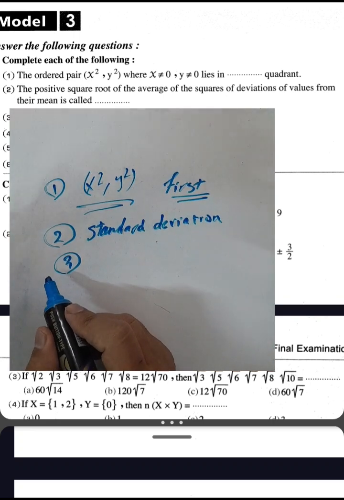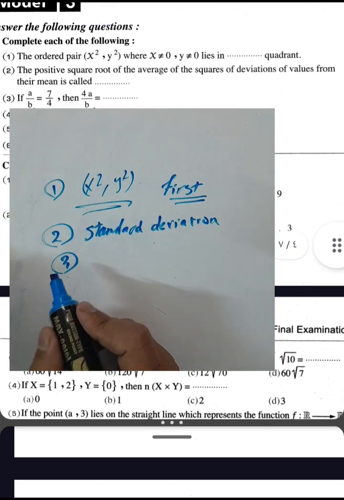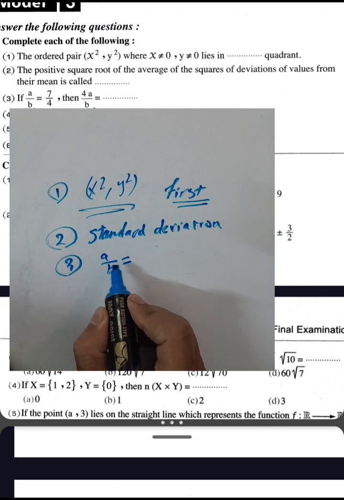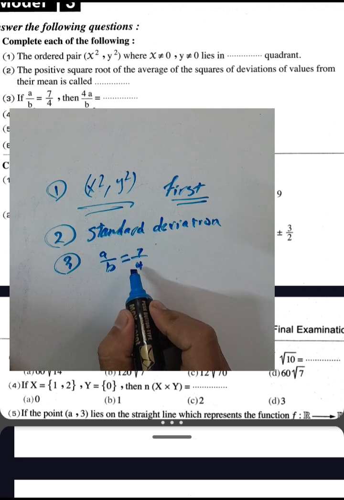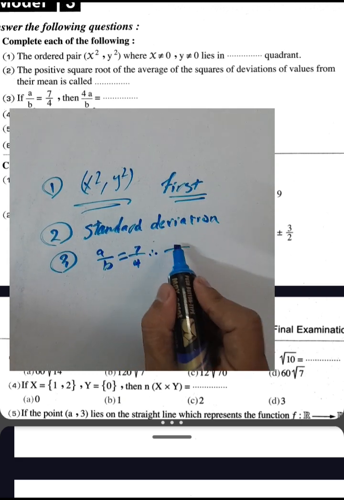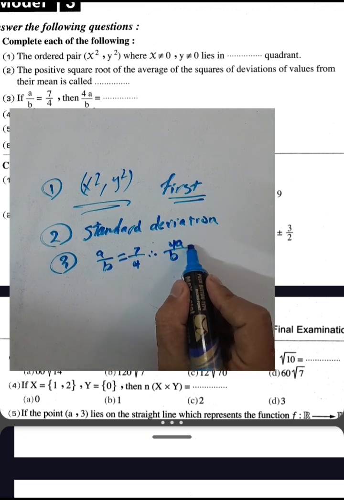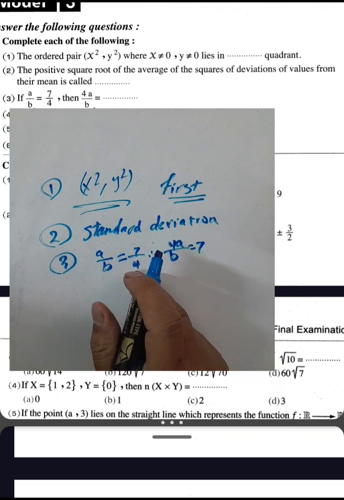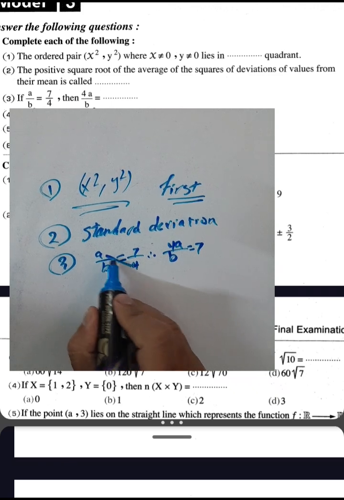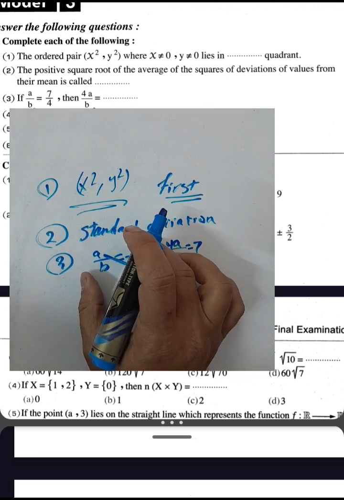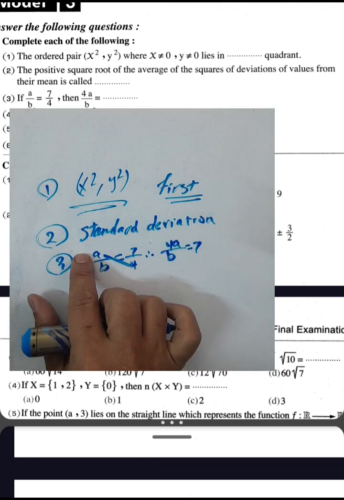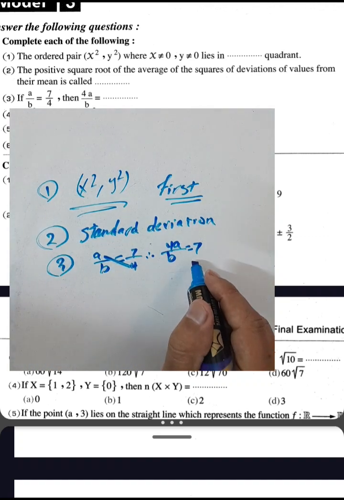Question number 3. If A over B equals 7 over 4, then 4 product by A over B will be 7. We can put 4 times A, the product of extremes equal product of means. A times 4 will be 4A over B, it will be 7, then the result will be 7.